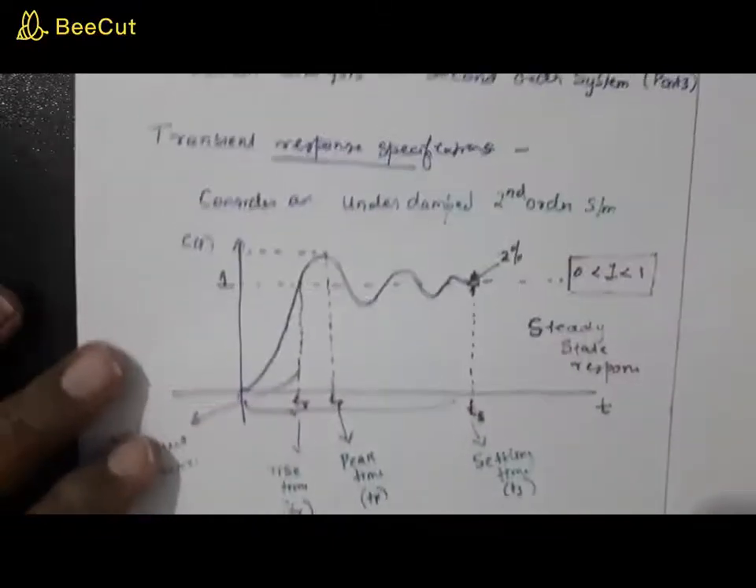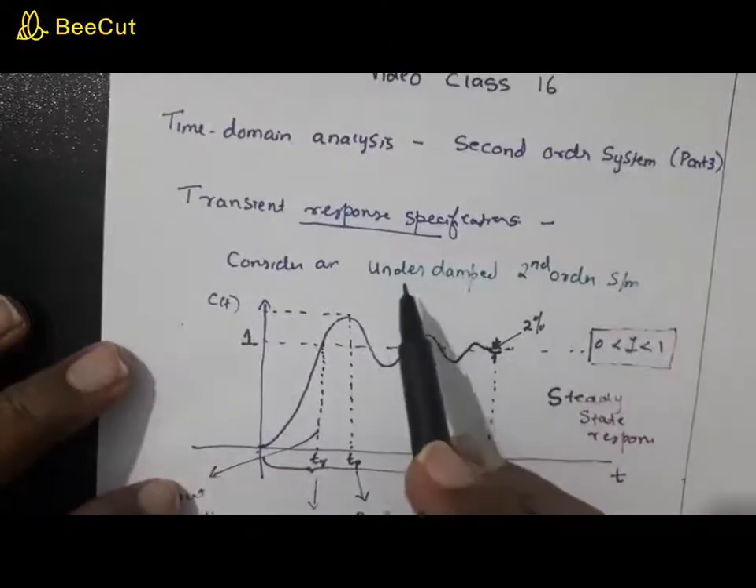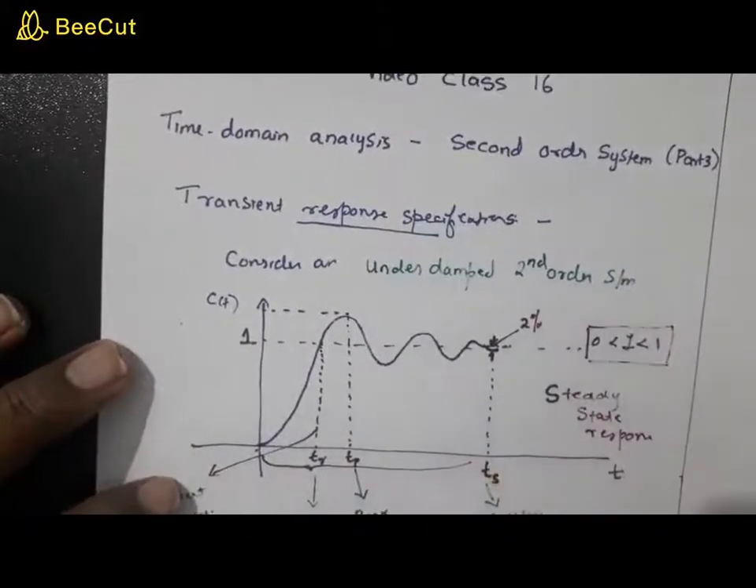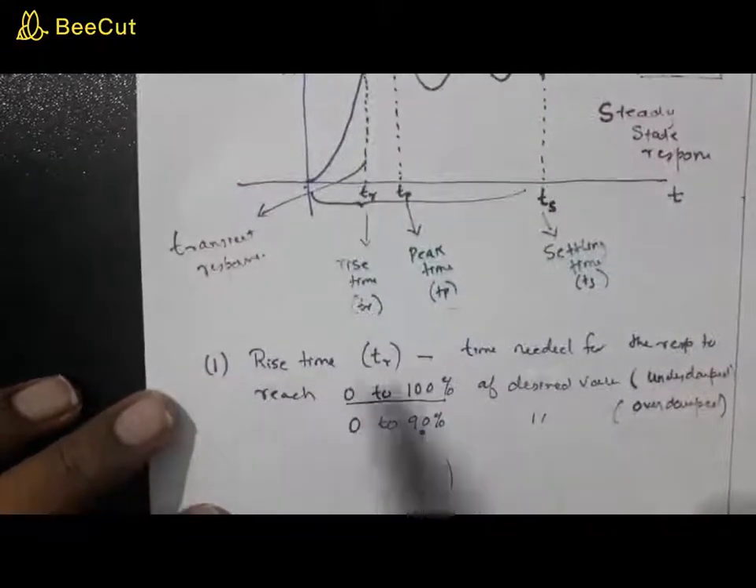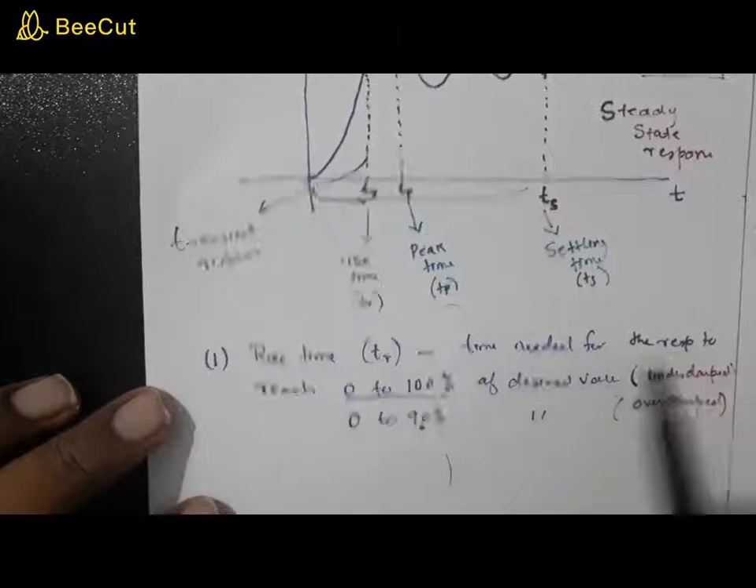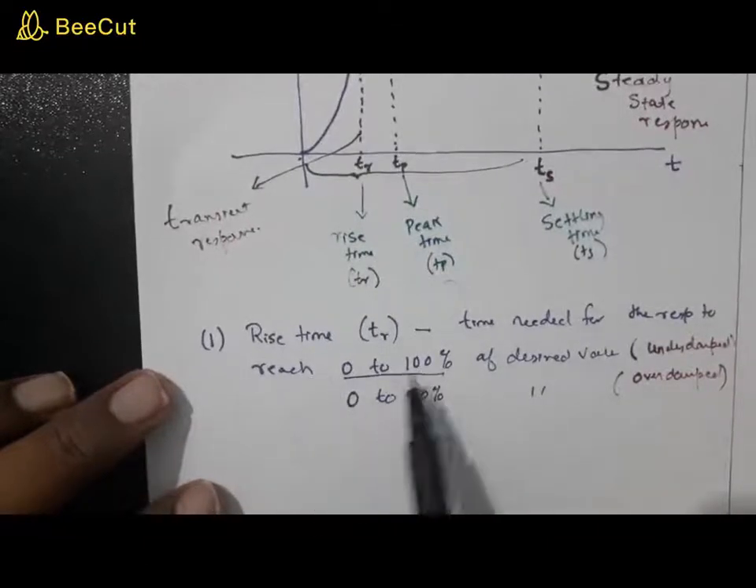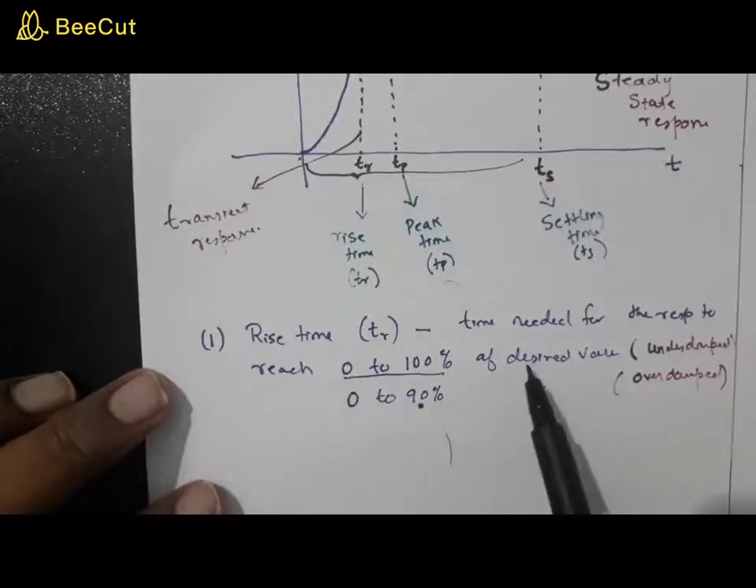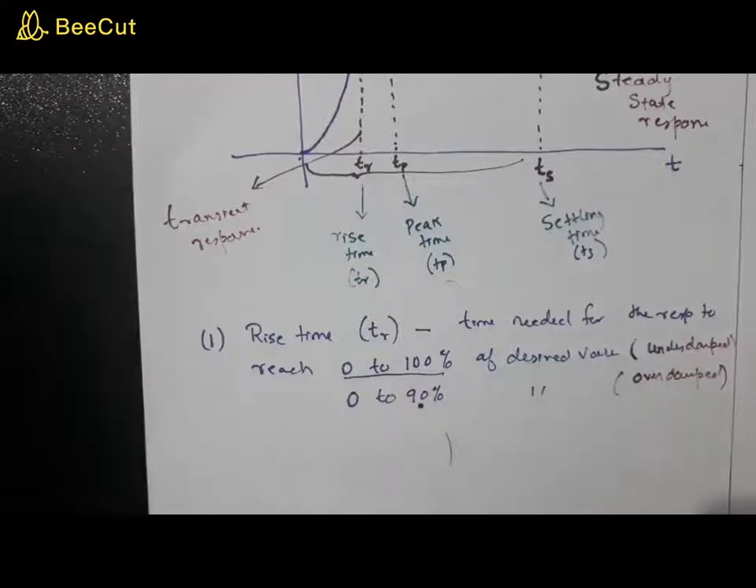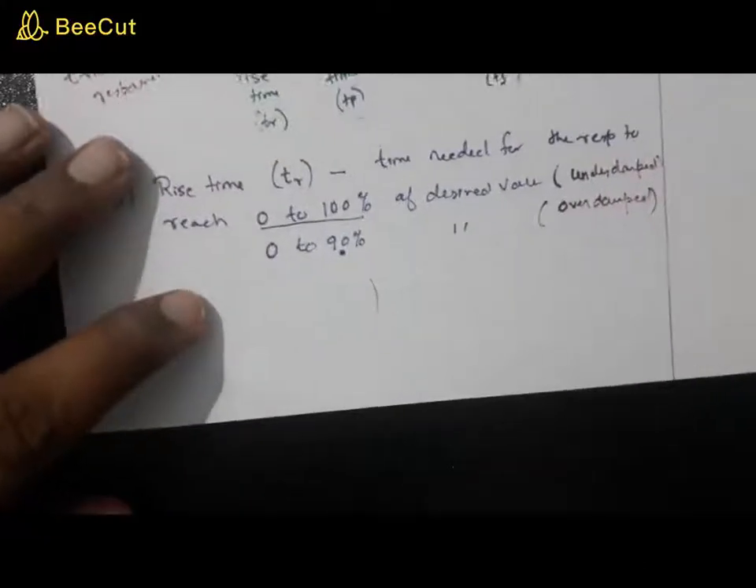Now, since we are considering only underdamped second order system, we are going to find out this TR, the rise time. This TR is defined as the time needed for the response to reach 100% from 0 of the desired value. Okay, is it clear?